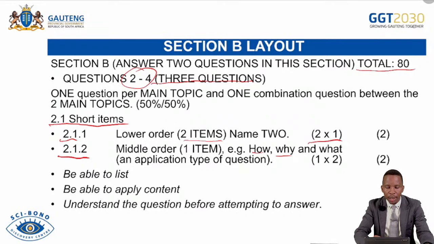And then it is very important that you are able to list, be able to apply, and understand the question before attempting to answer. This is very important. You cannot just answer this 2.1.2 without understanding. You need to understand the question before you answer, because this is when you link and apply.